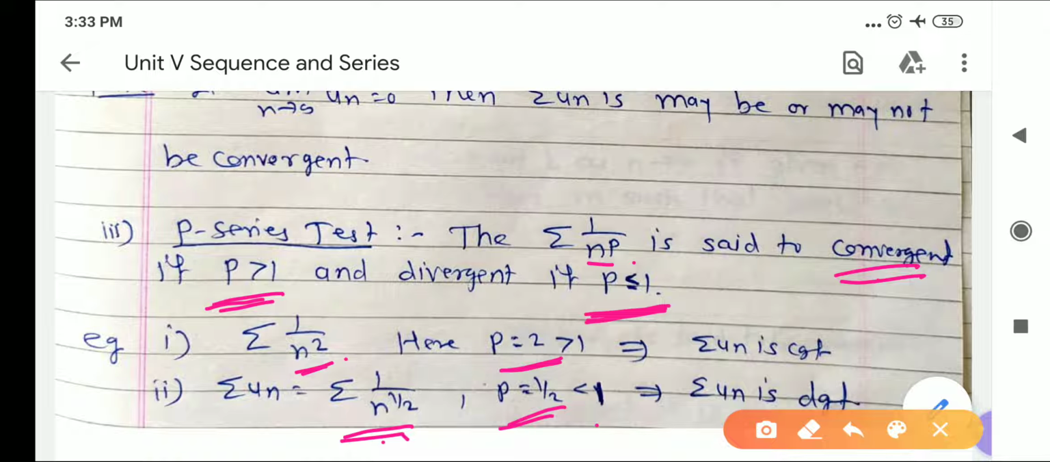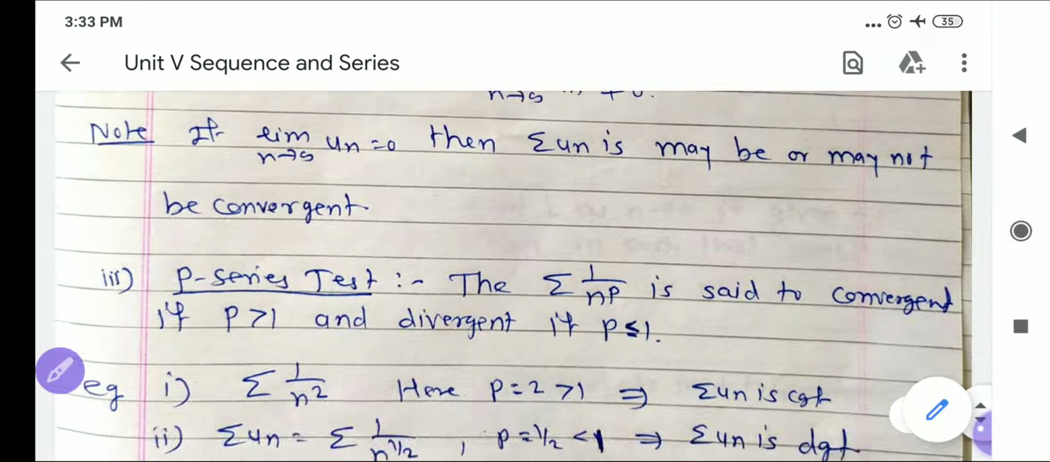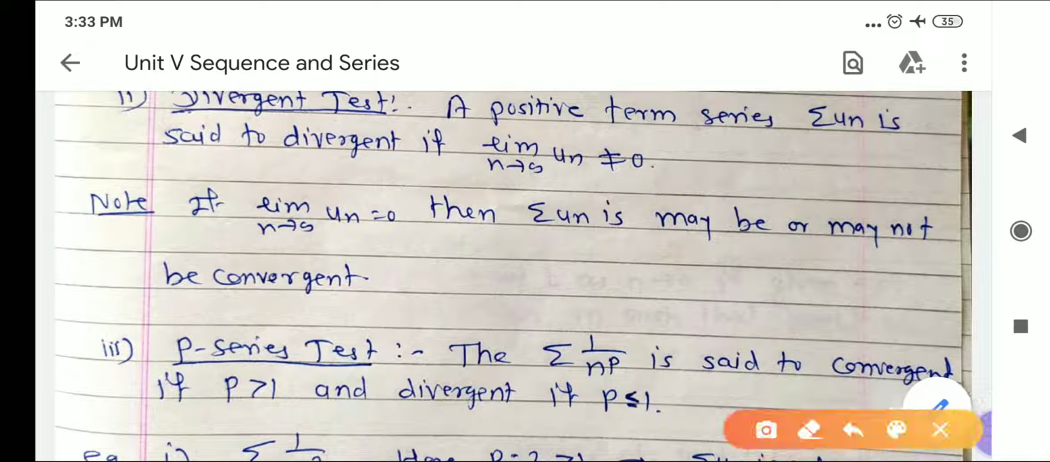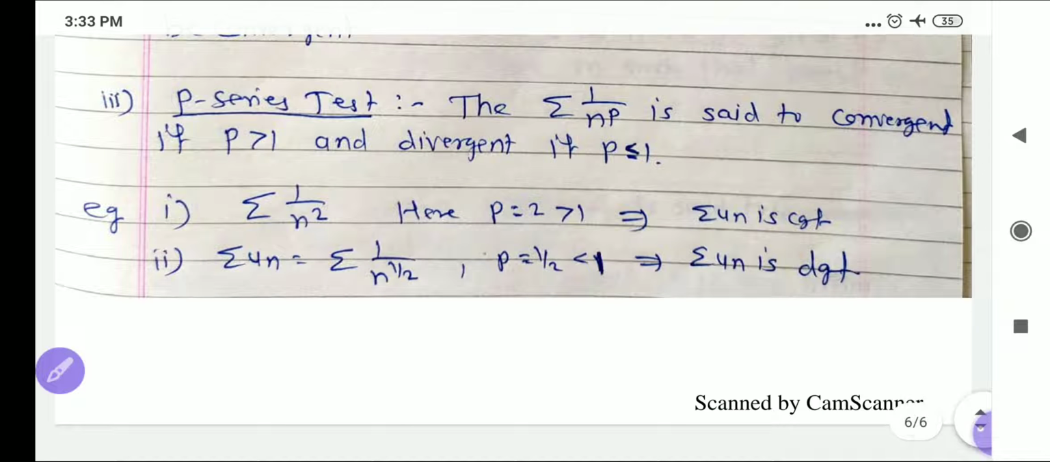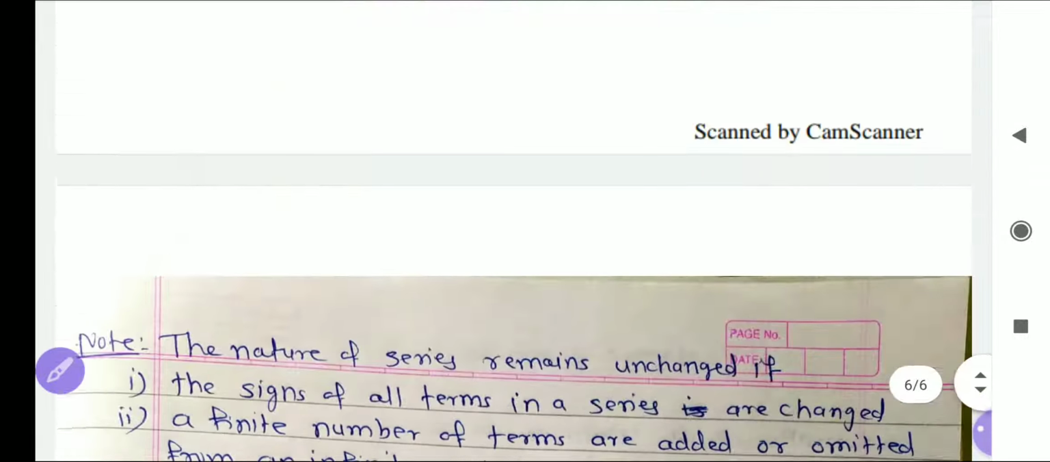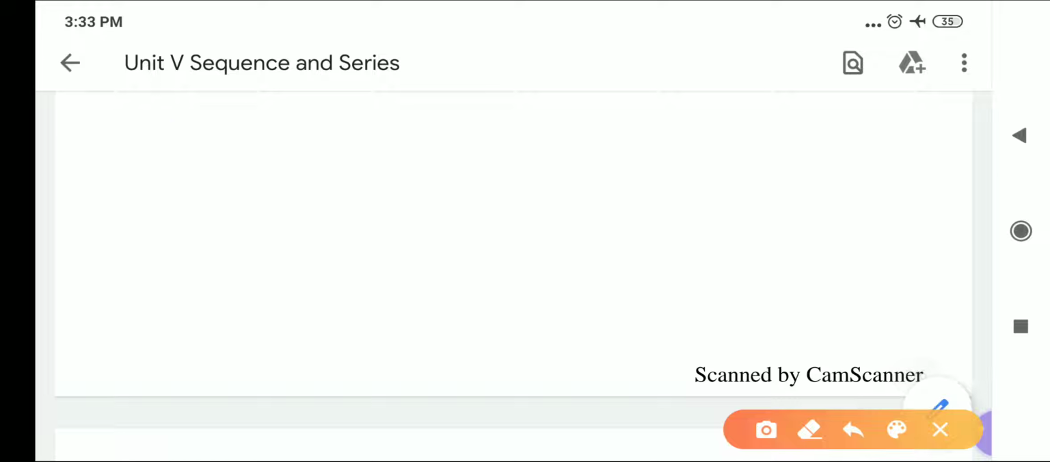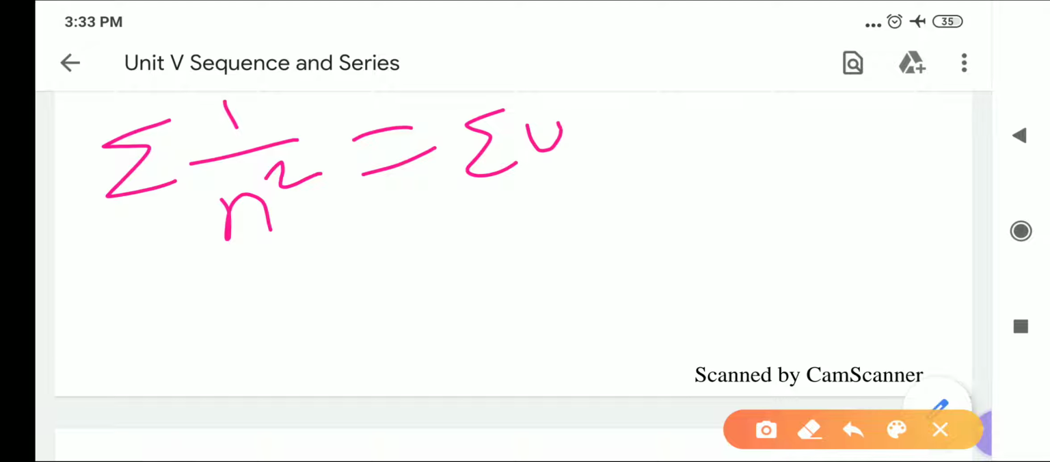Now, my question is, if limit of un is 0, then series un may be convergent or may not be convergent. So if we take example here, for example, if we take series 1 upon n square, okay, compare this series with series un, and so what is un here? Un is equal to 1 upon n square.